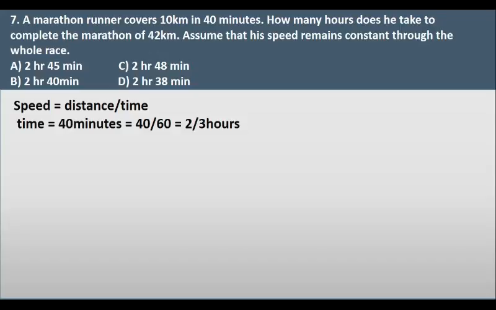So simplifying this, we get 2 by 3 hours as the final answer. Now let us substitute this value in the formula of speed. So 10 divided by 2 by 3. So carrying out the multiplication, we get 15 kilometers per hour to be the answer.